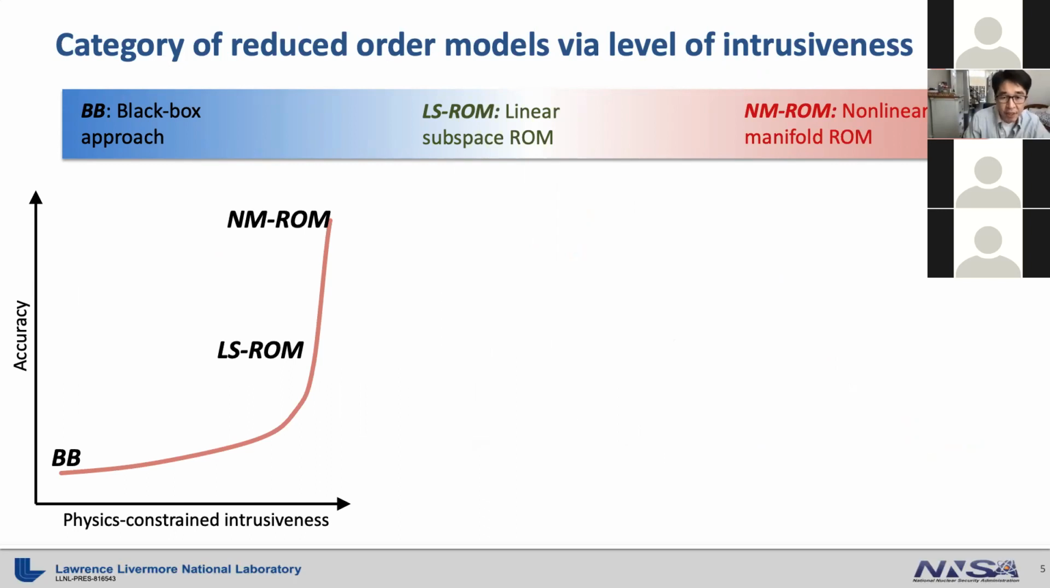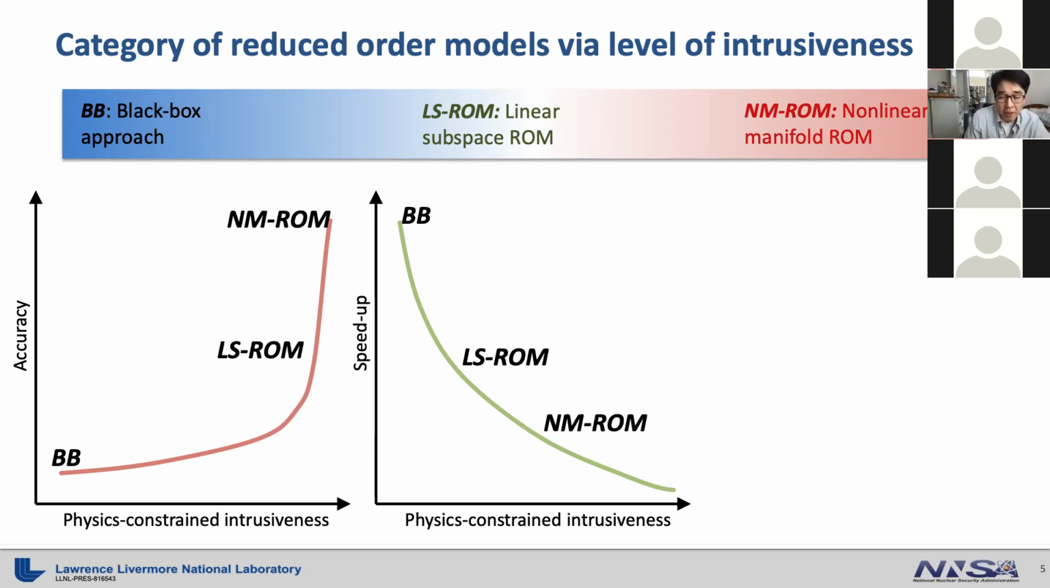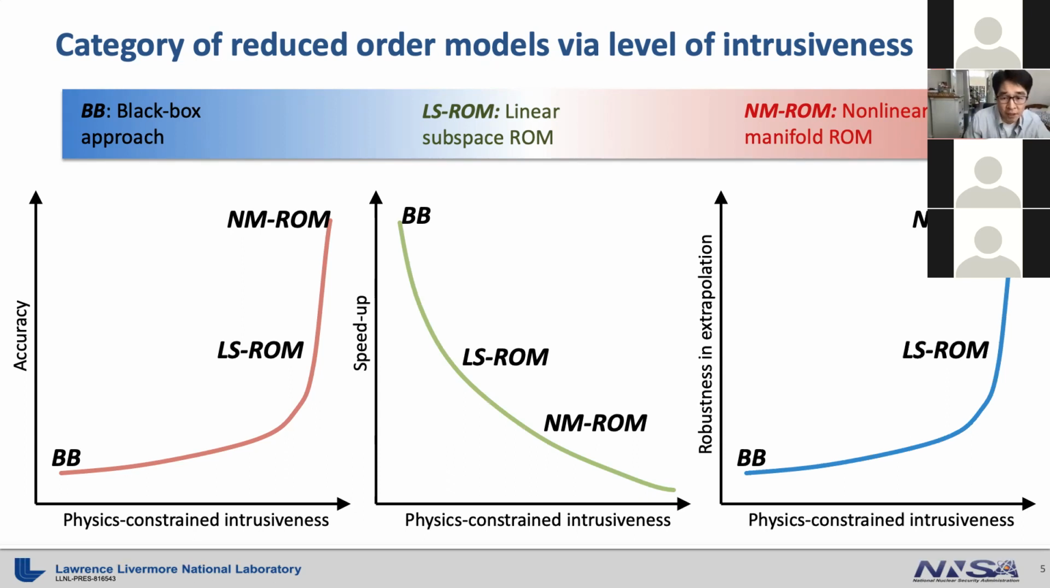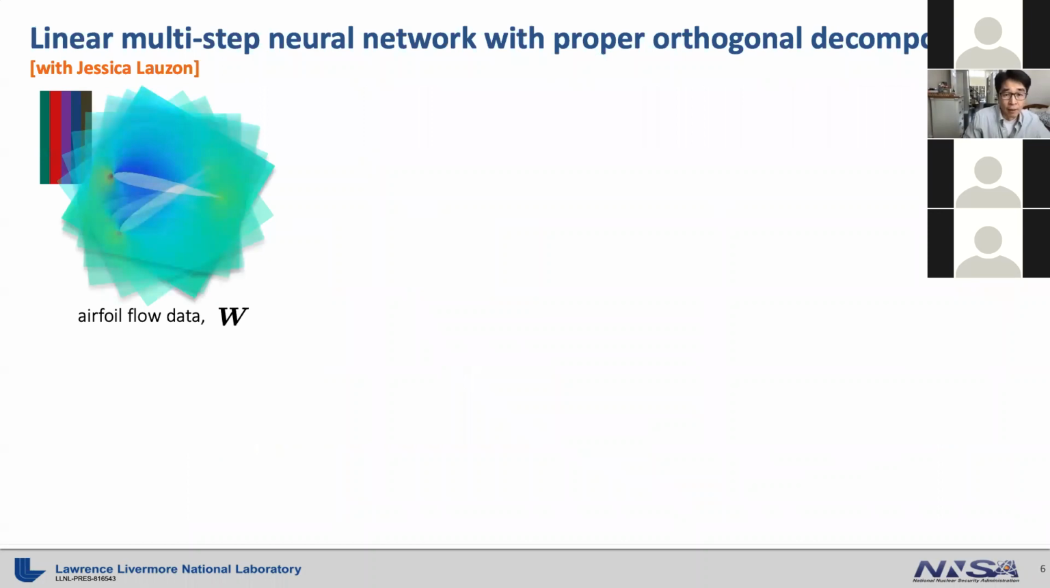Roughly speaking, more intrusiveness means more accuracy. So the intrusive reduced order models are more accurate than the black box reduced order models if the same amount of data is used, right? On the other hand, more intrusiveness means less speedup. So the black box method is faster than the intrusive methods in general. Also, the physics-constrained reduced order models are more robust in extrapolation than the black box reduced order models, which will become handy in multi-query applications such as PDE-constrained optimization, for example. Okay, let me try to introduce three different black box reduced order models.